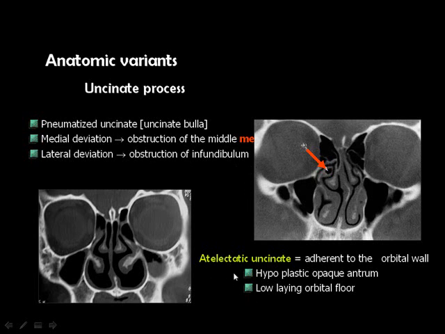There is another abnormality in the uncinate process, which is known as atelectatic uncinate, and this atelectatic uncinate is adherent to the medial orbital wall. In this case, you will see that the maxillary sinus is hypoplastic, and the orbital floor is relatively low-lying compared to the opposite side.